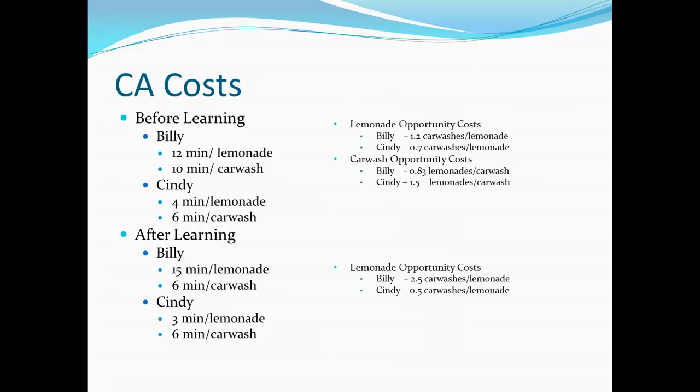Now, when we look at opportunity costs, we find out that the specialization still makes sense, right? Cindy is still the one with the low opportunity cost for making lemonade. That's what she should do. Billy still has the low opportunity cost for washing cars, so that's what he should do. But that difference has gotten wider. In other words, there's an even stronger reason for them to specialize than originally.